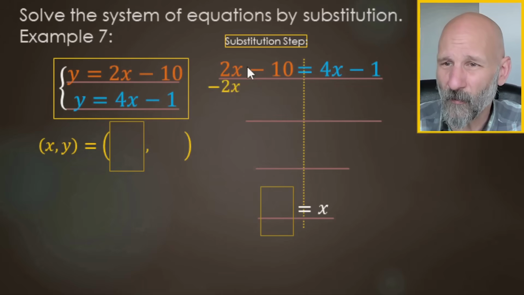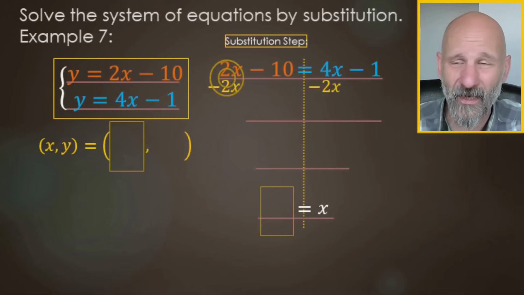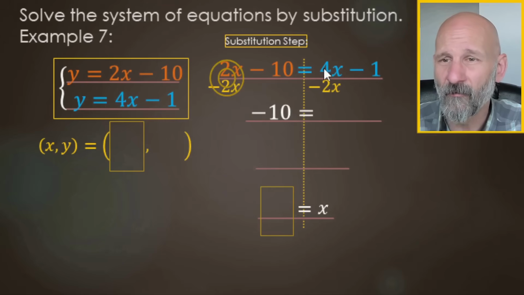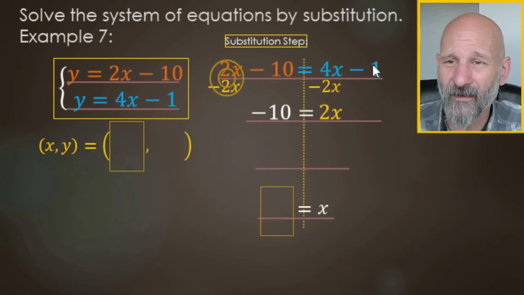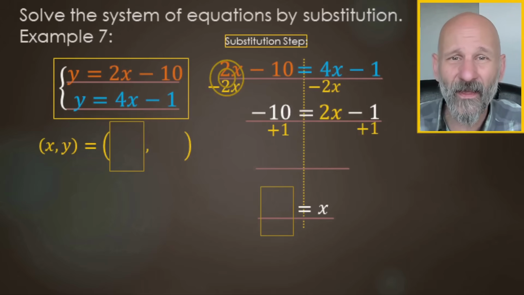So when we don't want x's on the left side, we're going to undo this positive 2x with a minus 2x to both sides. So now we have no more x's on the left, just negative 10 equals 4x minus 2x is 2x, minus 1. Now it's a two-step equation. Add the 1 and then divide by 2, and then we'll have it solved there.